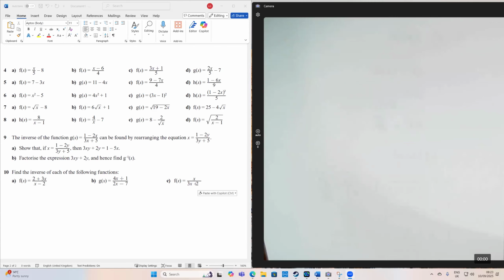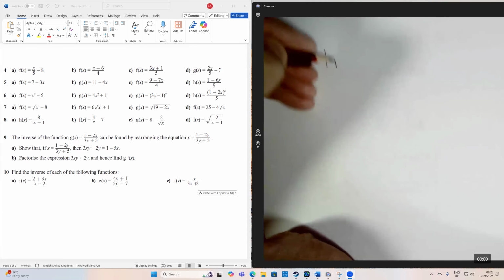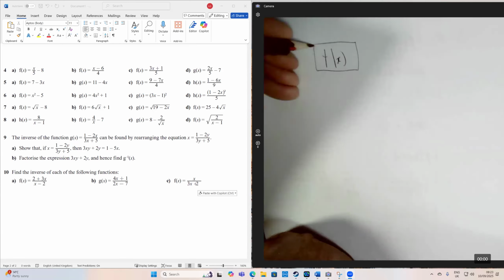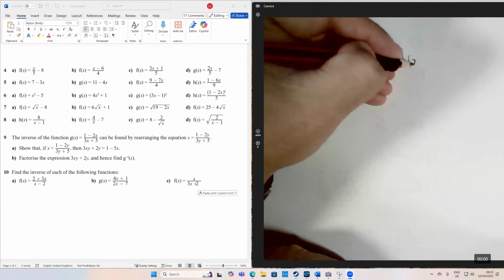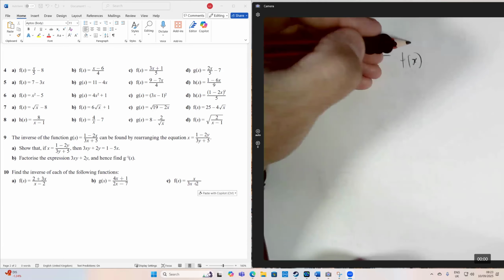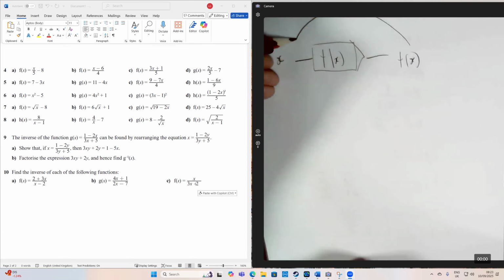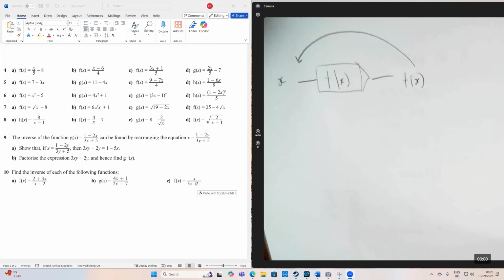Now, an inverse of a function is essentially like going backwards through the function. So if we've got a function, let's say, for example, there's our function f of x. We go in, and what comes out is f of x. What an inverse function is, is what would you have to do to undo the steps that you've just done and get back to where you started? So think of it as reversing the process to get back to the original input. That's what an inverse function is.